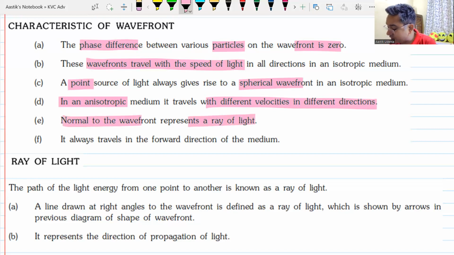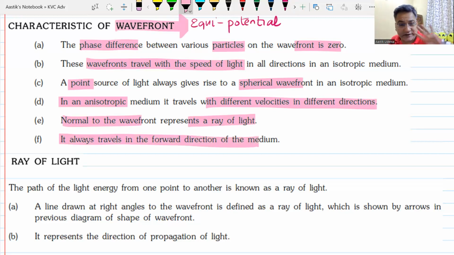Normal to the wavefront will always represent a ray. Remember, you can think of this wavefront as an equipotential surface. Do we understand this? Yes, sir. It always travels in the forward direction in the medium. So the wavefront will go like this. The source of light is here, and the wavefront will always go in the forward direction. You understand? All these are forward direction. Then this ray of light can be thought of as your electric field. Do we understand this? Yes, sir.